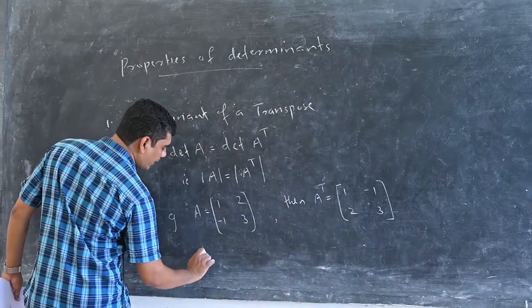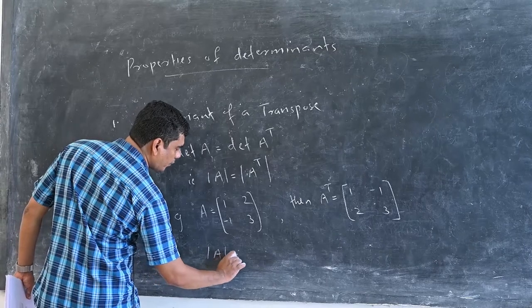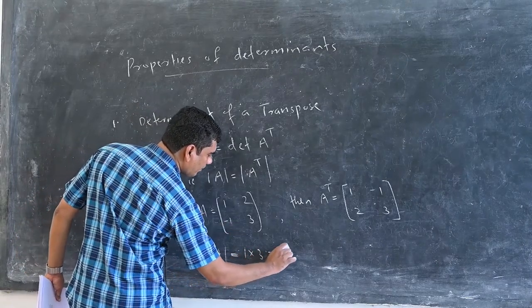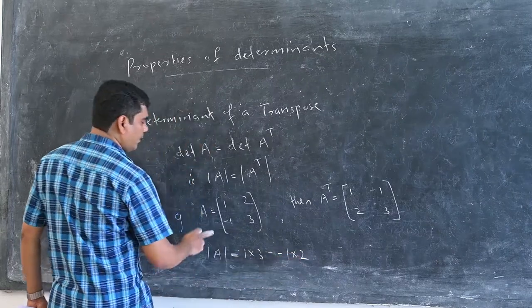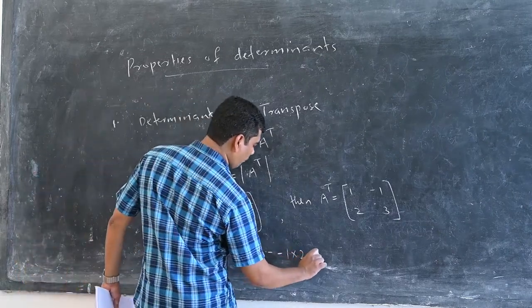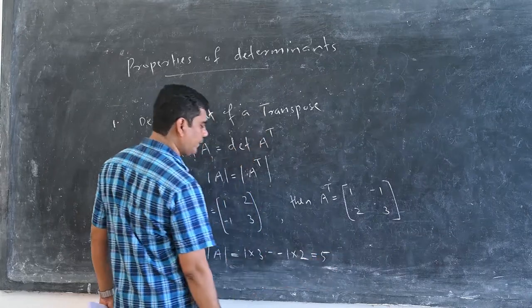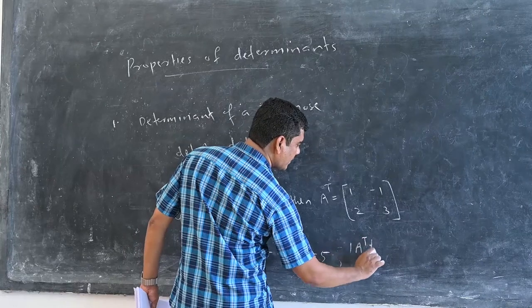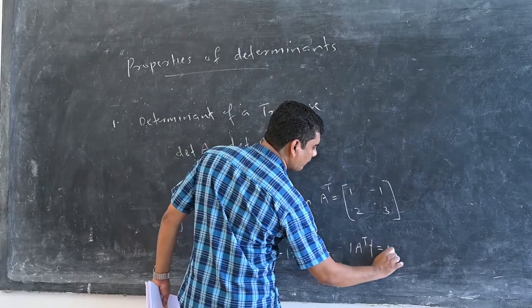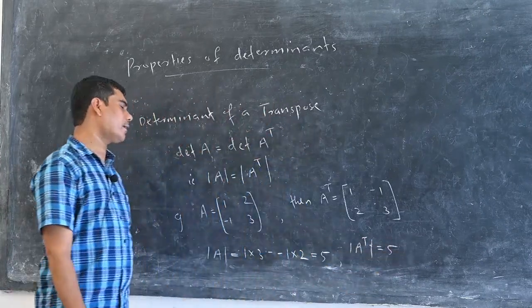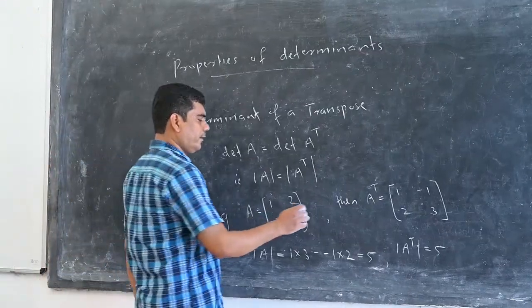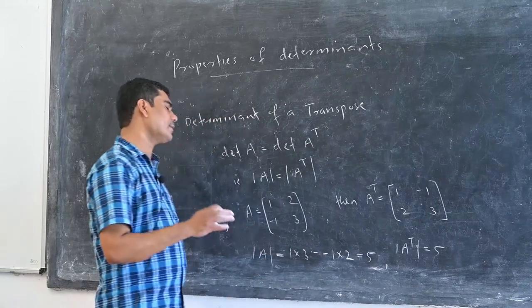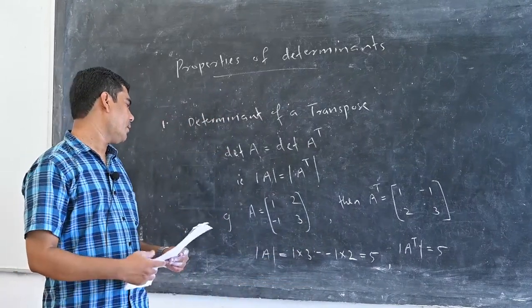So determinant of A is equal to 1 into 3 minus minus 1 into 2. It's equal to 5. Then determinant of A transpose is also equal to 5. So we can write the determinant without calculating. A and A transpose have the same determinant.